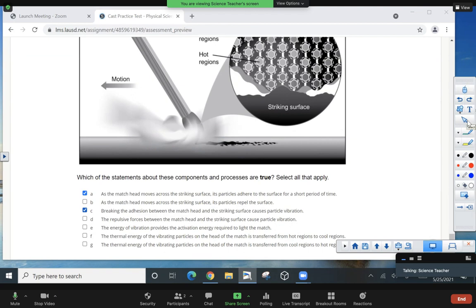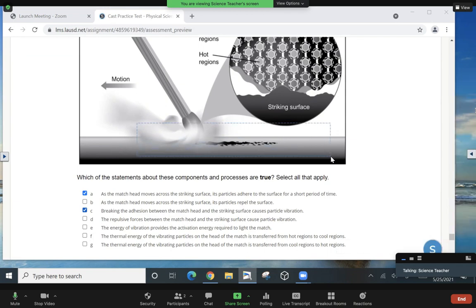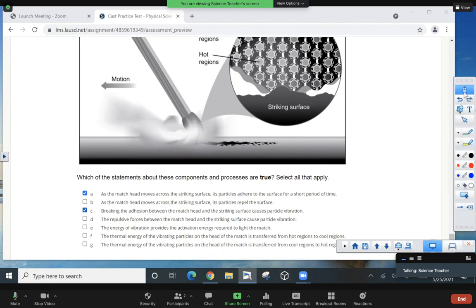The energy of vibration provides the activation energy required to light the match. Well, we were talking about vibration. This is all vibration. As this match is moving, we're seeing a lot of vibration, and it is causing that activation energy to light the match. That is what's happening. That's what's occurring. So we see that one.